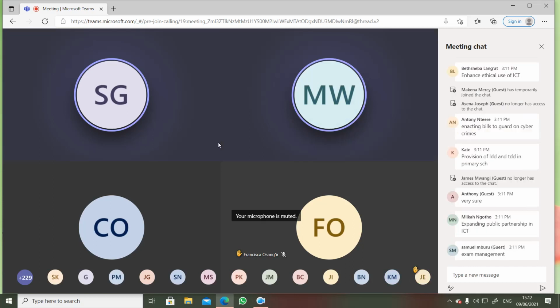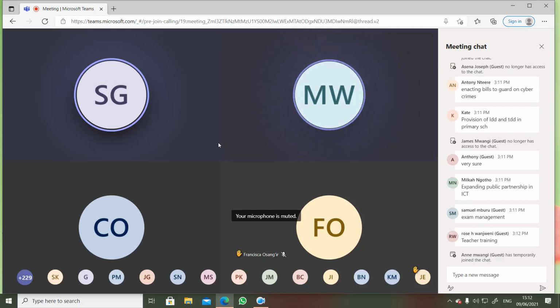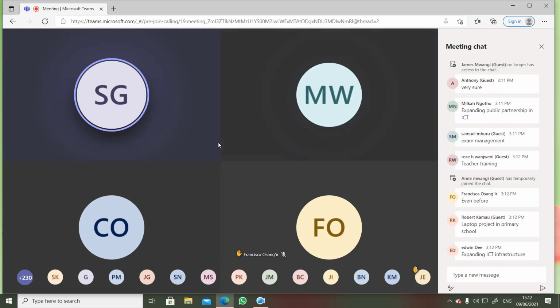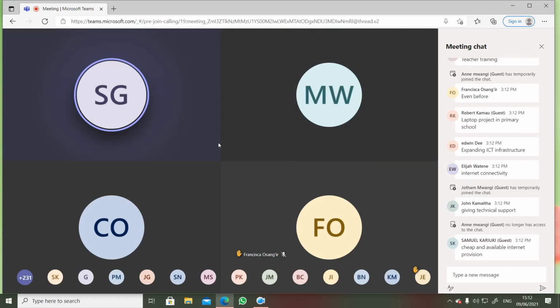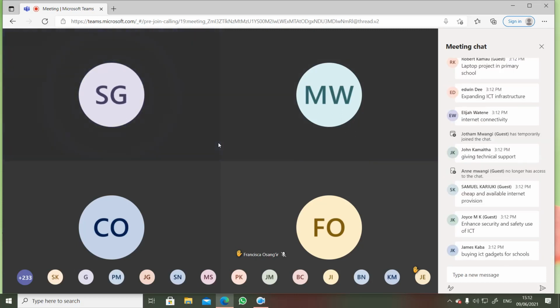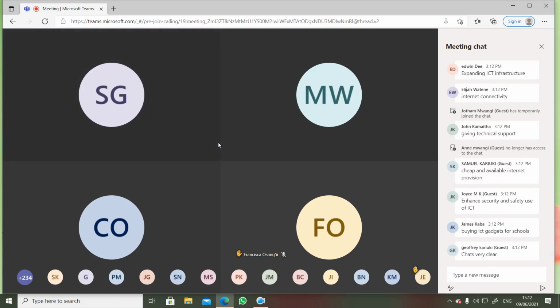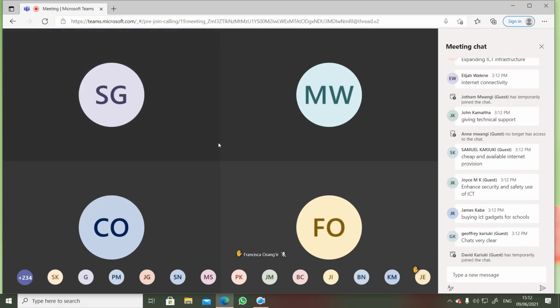Setting framework and infrastructure, enhance ethical use of ICT, enacting bills to guard against cyber crimes. Yes, correct. Provision of IDD and LDD and TDD in primary schools, that has already been done. Buying ICT gadgets, enhanced, and also chats. They are very clear; you can see the chats there.